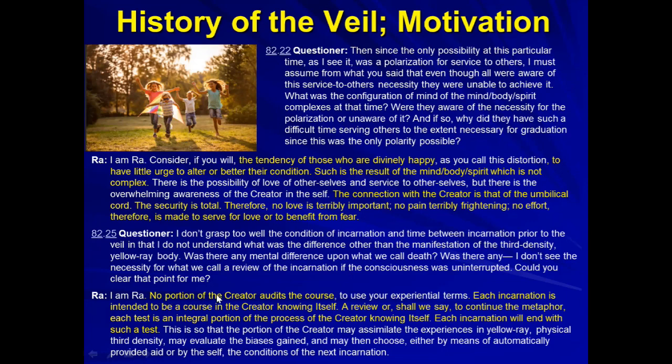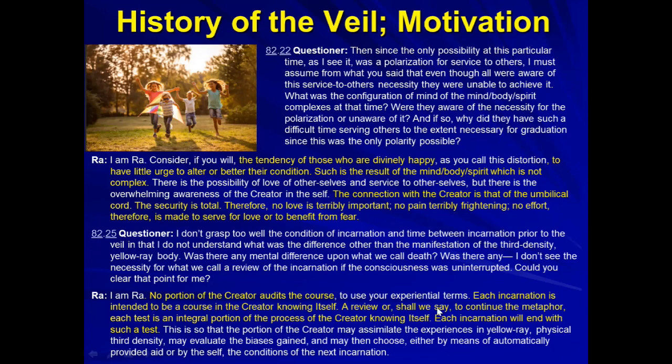Ra says, no portion of the creator audits the course. What an interesting statement. No portion of the creator audits the course, to use your experiential terms. Each incarnation is intended to be a course in the creator knowing itself. So he's using very strongly the analogy of going to school. No one goes to school and just audits the class for fun. You're enrolled in the class and you're expected to make a progressive grade, right?